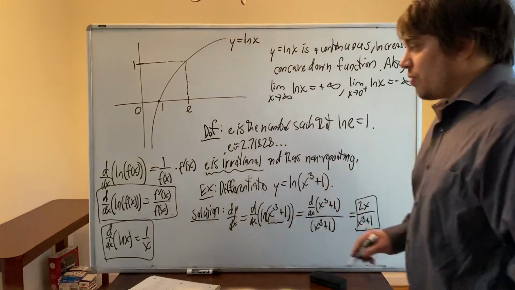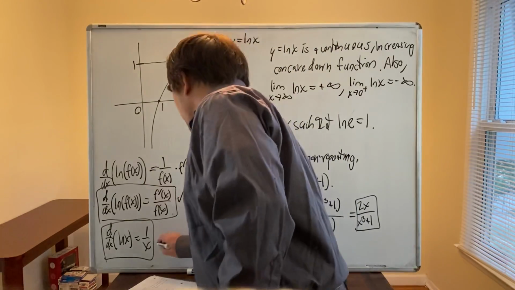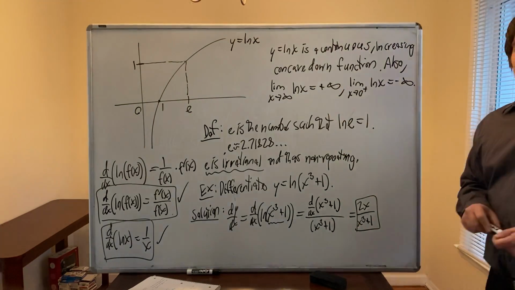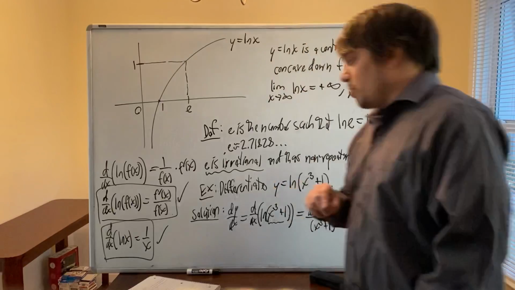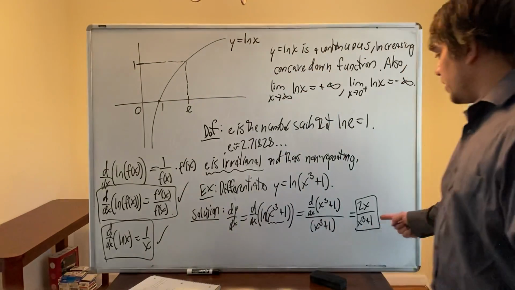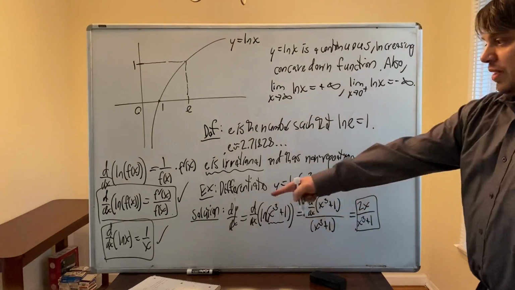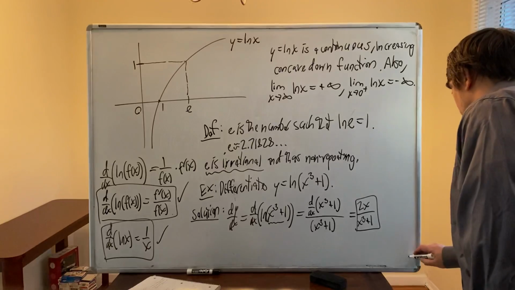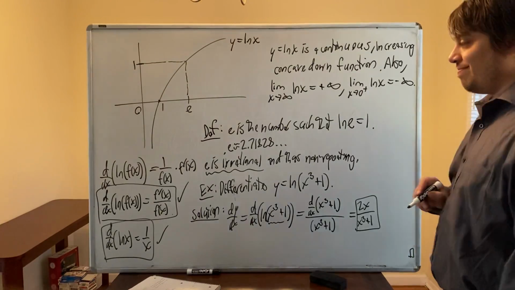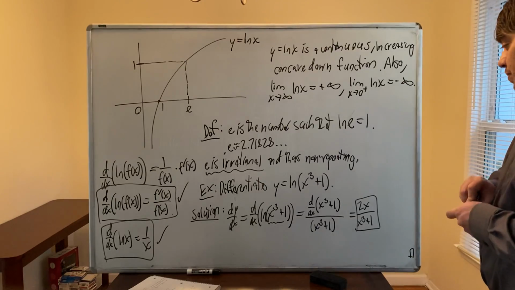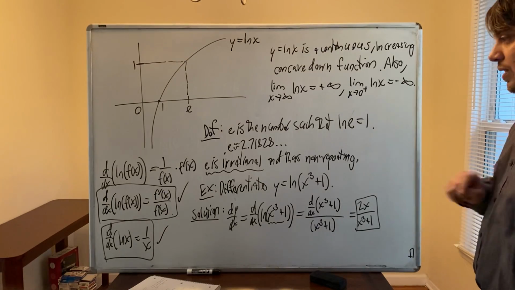Okay, so use this formula and use that formula. The check means that I want you to use those formulas. These two formulas are important to know. We use this formula here to get that answer, combined with the chain rule. Okay, so that's that example.